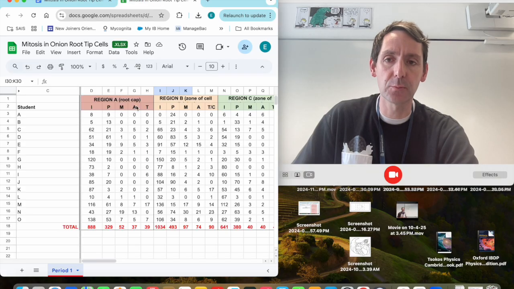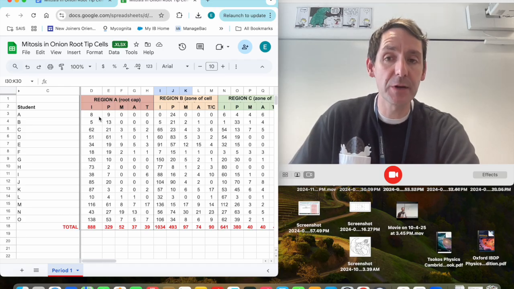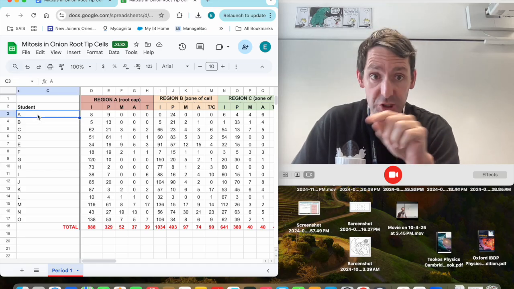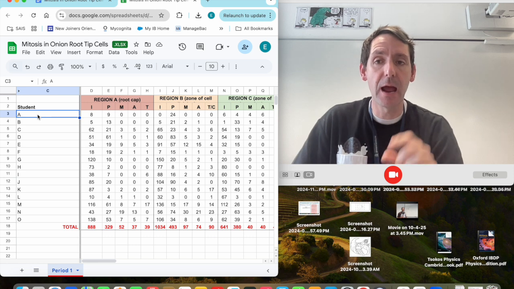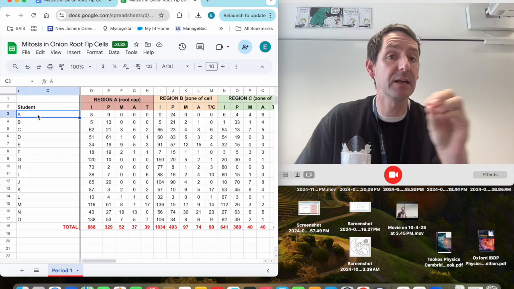And this data right here is from 15 different students. Now, these 15 students gathered a variety of different amounts of data in each region. So for example, student A went through region A, which was just the very, very tip there, and counted how many cells were in Interphase, Prophase, Metaphase, Anaphase, and Telophase.